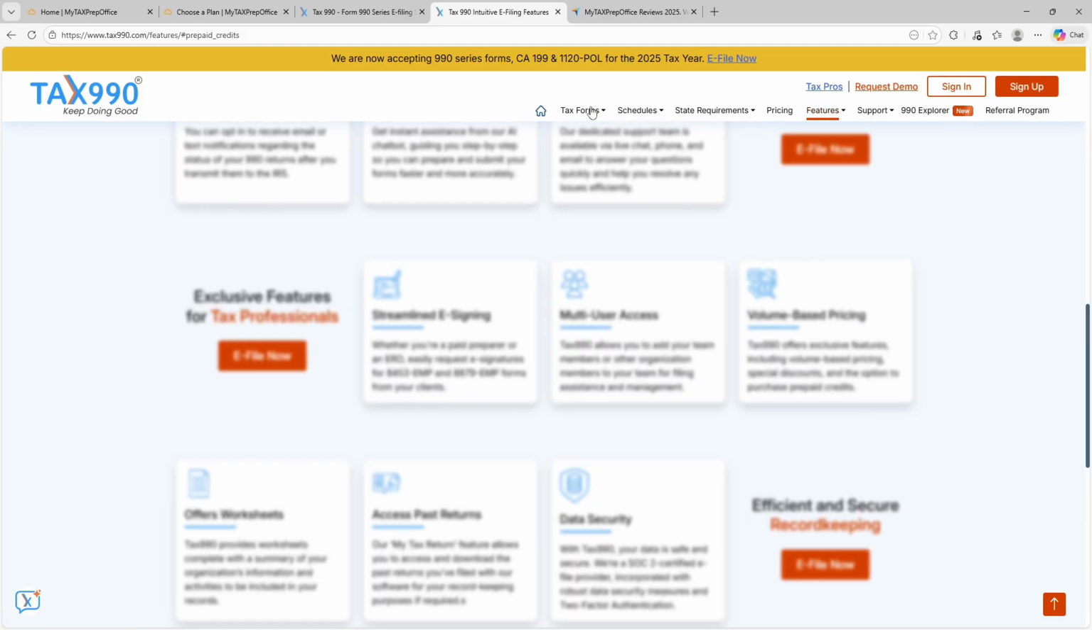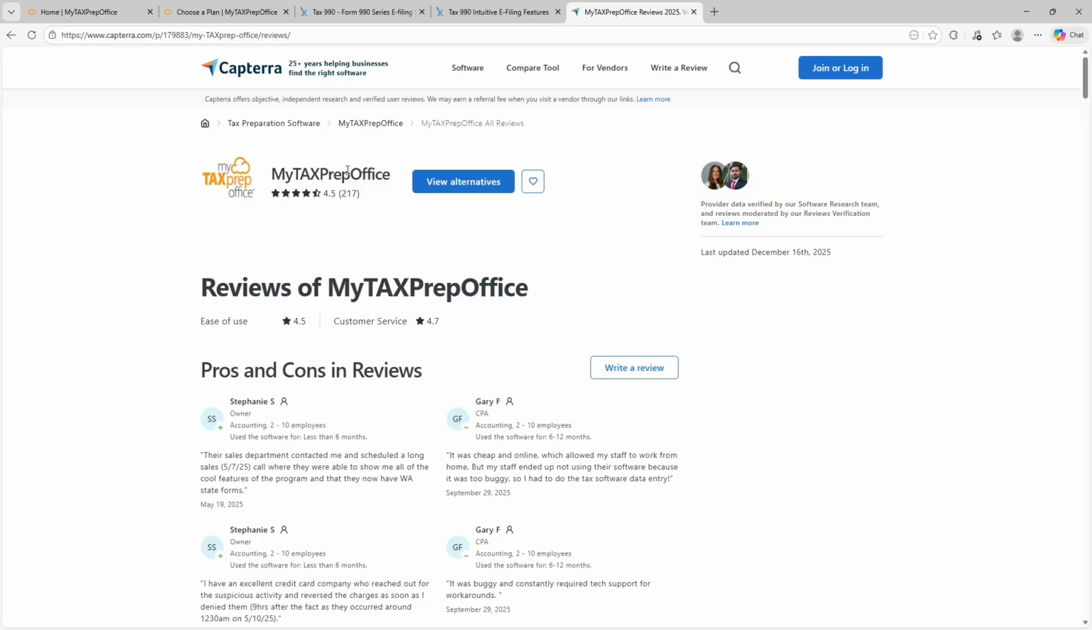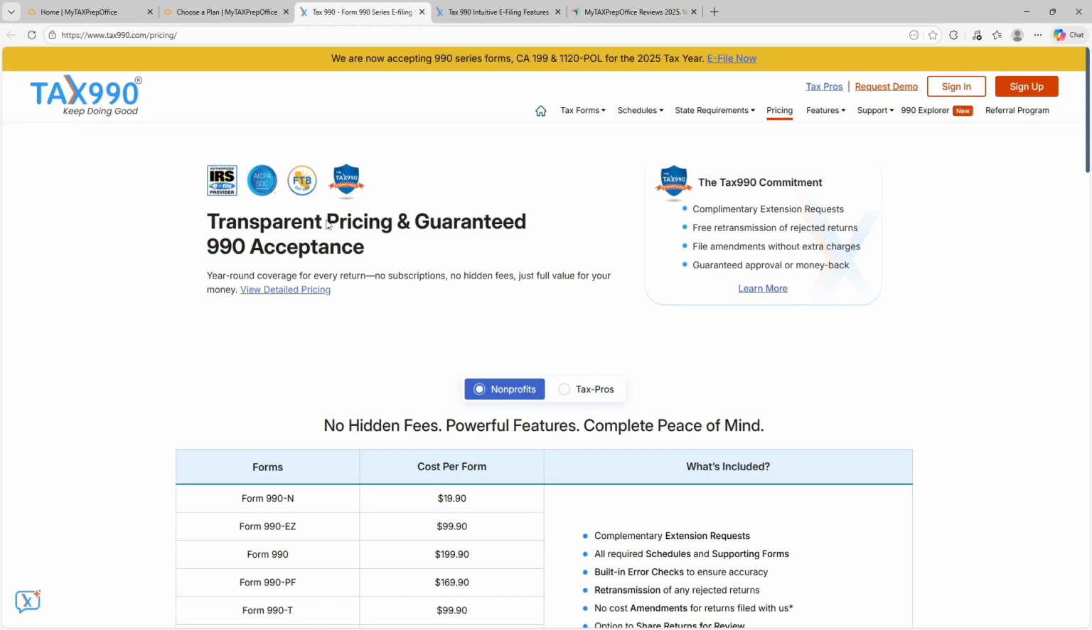Looking at ratings, MyTaxPrepOffice holds a strong 4.5 out of 5 rating on Capterra, based on hundreds of verified reviews, with users frequently praising unlimited filing, value for money, and broad return support, while some note a learning curve for solo preparers. Tax990 does not currently display an official Capterra rating, and public review data remains limited, which makes direct comparison difficult. As always, ratings should be interpreted cautiously and aligned with specific filing needs rather than used as standalone decision drivers.